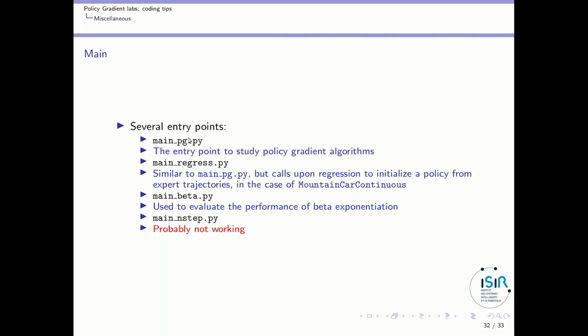You have the main regress, which is very similar to main policy gradient, but it uses regression to initialize a policy in the particular case of more continuous mountain car, where you need expert trajectories to initialize your policy, otherwise exploration won't work. There is the main beta case, which is used in a very specific context to evaluate the performance of a particular approach, which is called beta exponentiation. You should not care about this. And there is also the main end step case, which is probably not working at the moment, where I wanted to study the effect of end step return on those techniques, but I have not updated this code for a while, so probably it's broken at the moment.